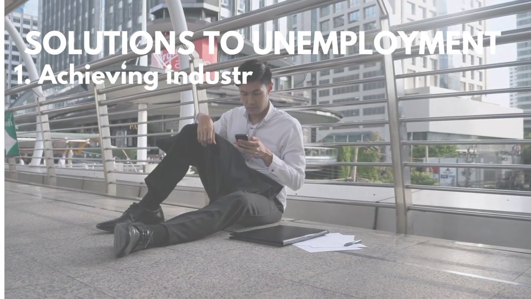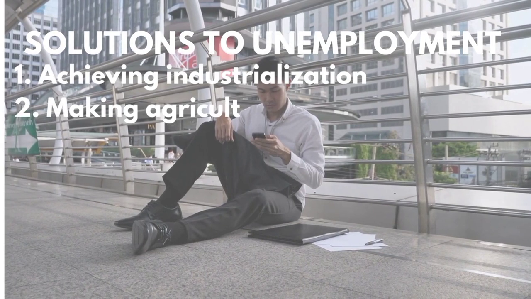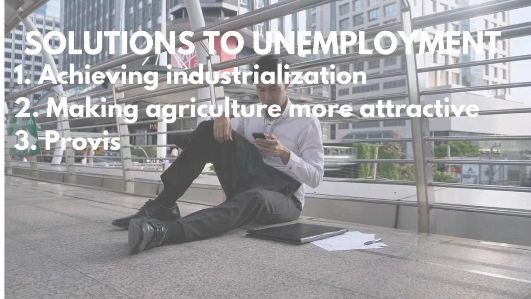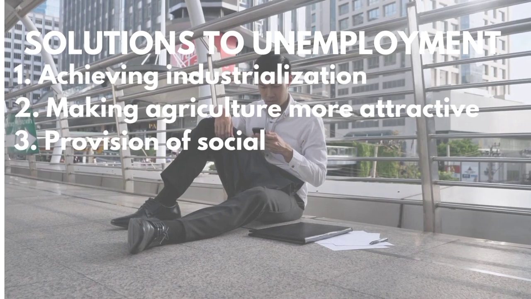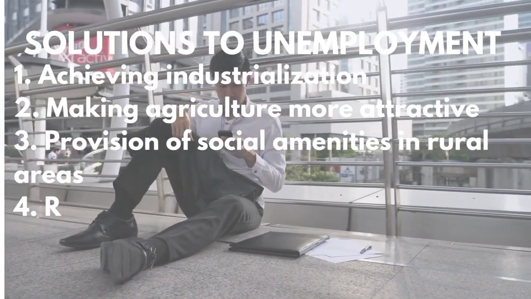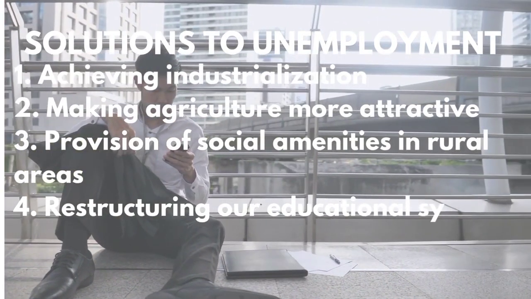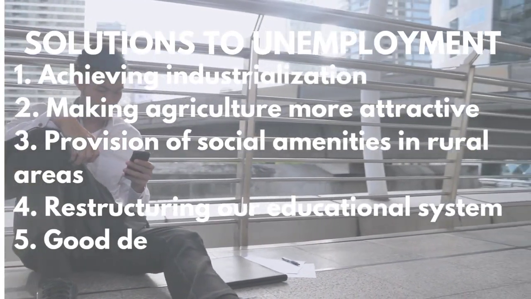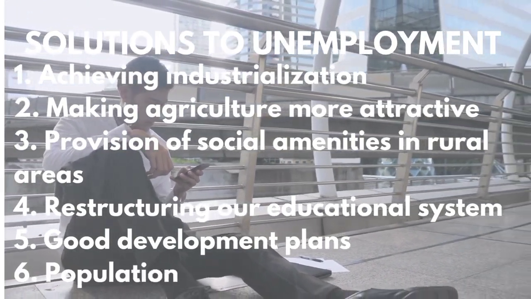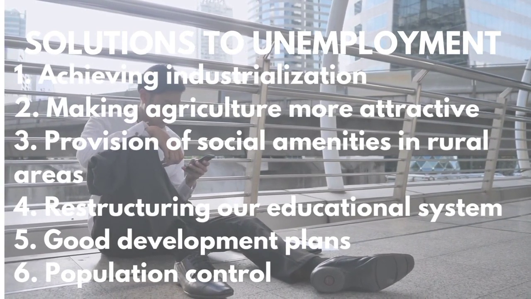Then what are the solutions to unemployment? Number one is achieving industrialization. Then we also have making agriculture more attractive. Then provision of social amenities to rural areas. This will discourage the school leavers from migrating to the urban areas. Then the restructuring of our educational system. For example, introducing pre-vocational courses like mechanics, electronics, woodwork, metalwork, just to mention but few. Then good development plan and population control.